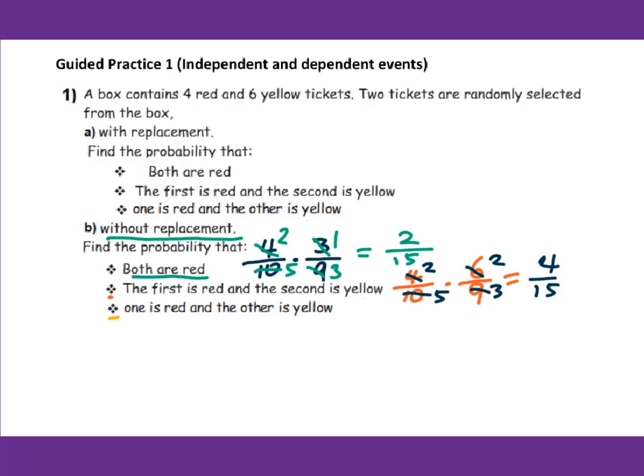Now let's go to the last one. One is red and the other is yellow. Still, you need to consider 2 situations. What about the first red, 4/10 times second yellow, 6/9. Then plus, what if the first is yellow, then the second is red? So you get 8/15.